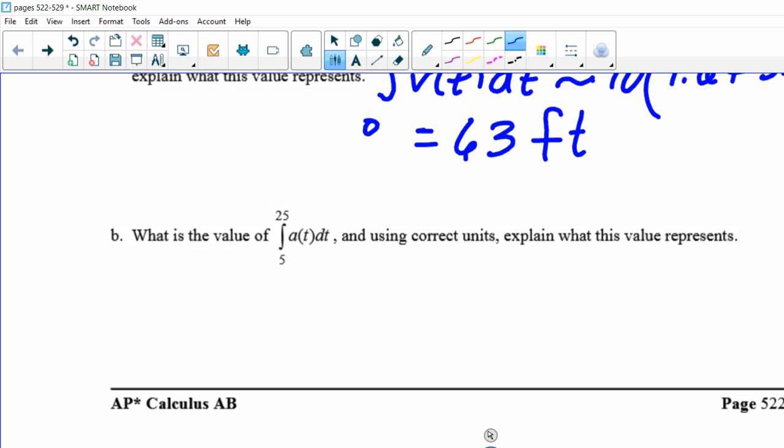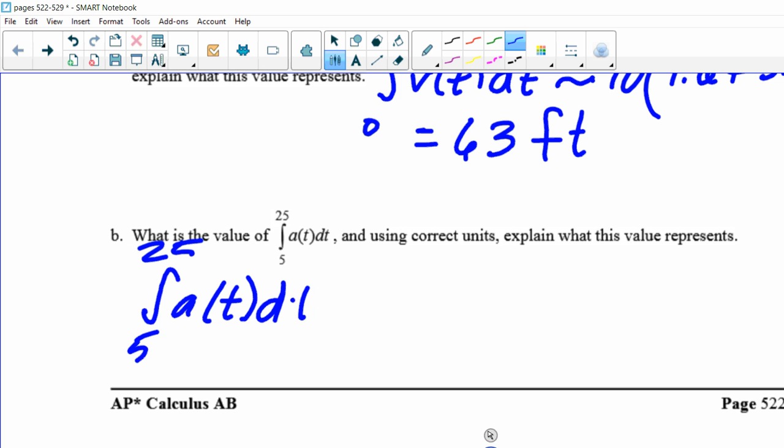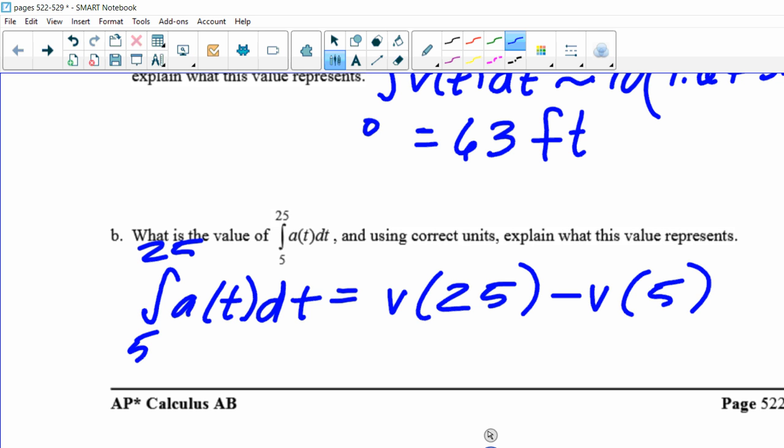What about this one? What is the value of the integral from 5 to 25 of a of t dt? And using correct units, explain what this represents. How do we integrate a of t? What theorem did you just use? You betcha. The integral of acceleration is velocity. So it's going to be v of 25 minus v of 5. What are you going to get?